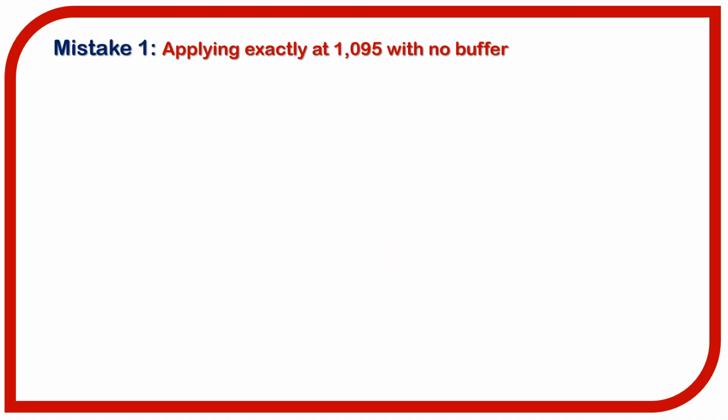Mistake 1. Applying exactly at 1095 with no buffer. This is risky. If you forgot even one short trip, your total may fall below the requirement. IRCC itself encourages applying with more than the minimum. Mistake 2. Forgetting short trips. Day trips, weekend trips, and quick border crossings are often forgotten.